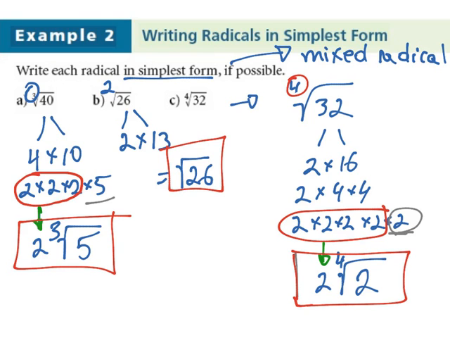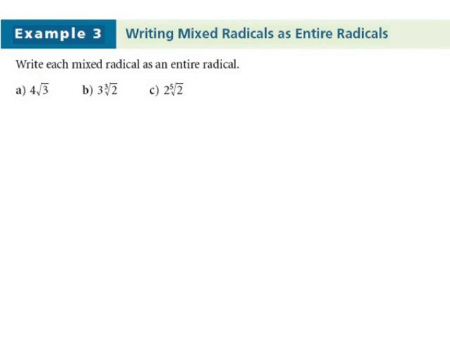Let's take a look at our last examples. In this case, we're going to have a mixed radical, and we want to put it as an entire radical. So we're going to do it backwards. So we have 4 root 3. Identify the power. Pardon me, the index. Well, the index will become the power.